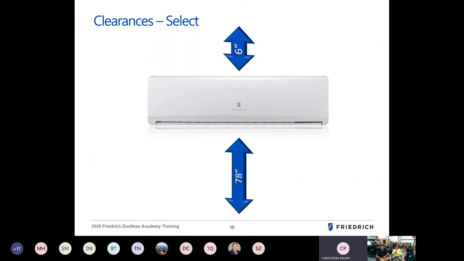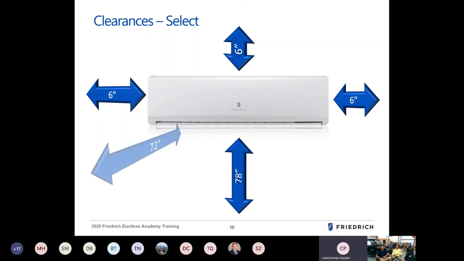Clearances again on the Select product would be 6 inches from the top, 78 inches from the bottom, 6 inches from either side, and then 72 inches to the front. It needs a little bit more clearance on this particular model.